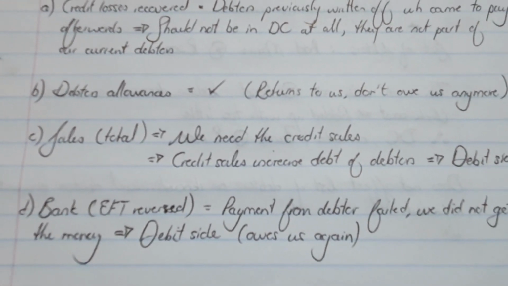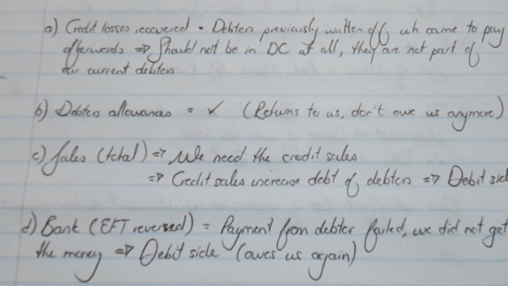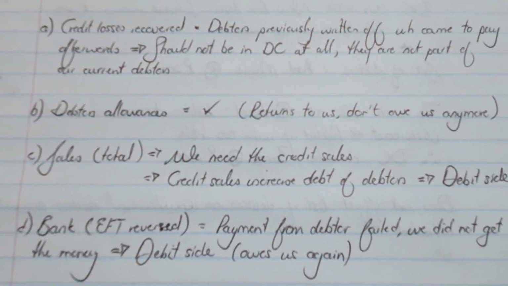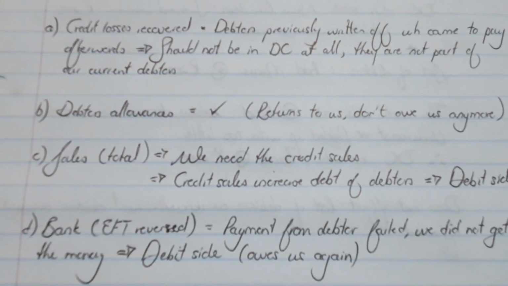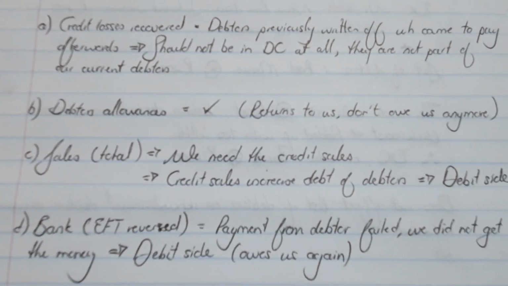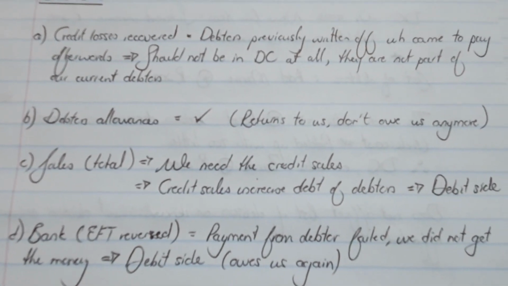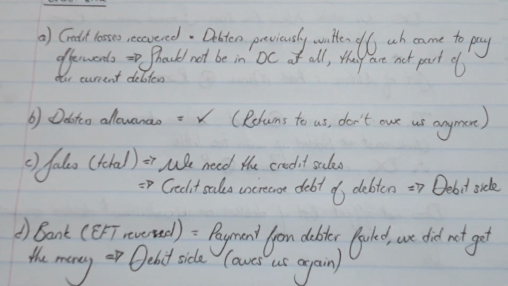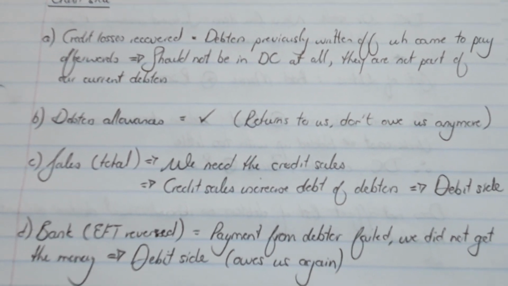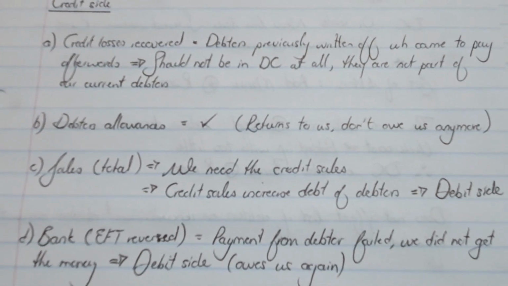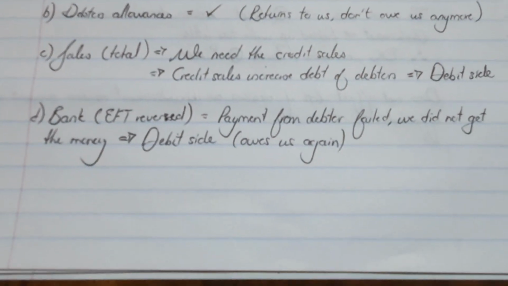Then we see sales was given to us, total sales. Firstly, because we are concentrating on debtors, we need to find out what was the credit sales. And secondly, we need to remember that when we sell on credit, it increases the debt of our debtors. Debtors are part of our assets. Assets increase on the debit side. Therefore, the sales, specifically credit sales, should be reflected on the debit side when we are going to do the reconstruction of our debtors control account.